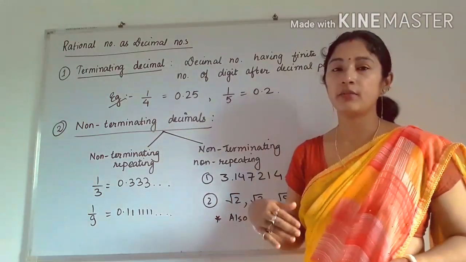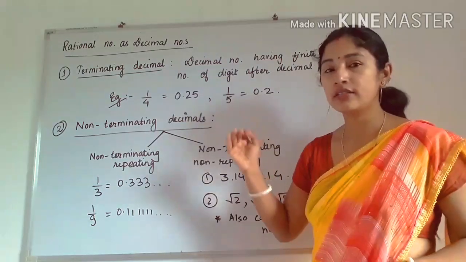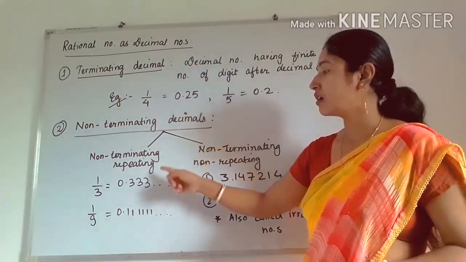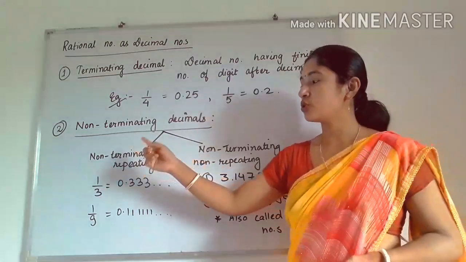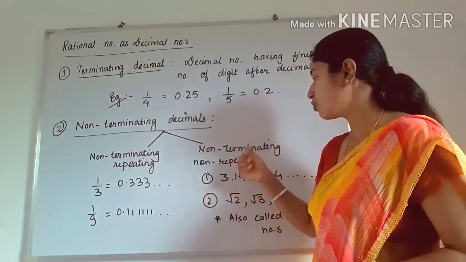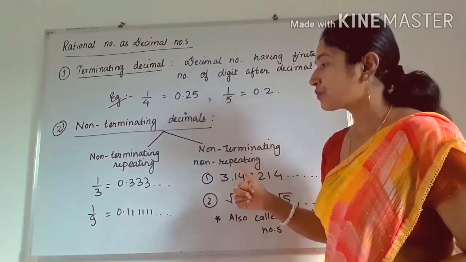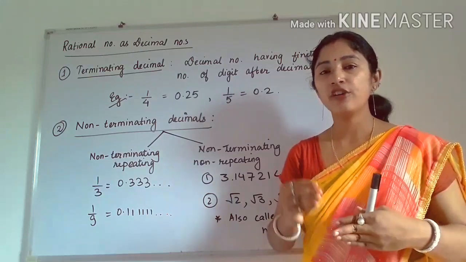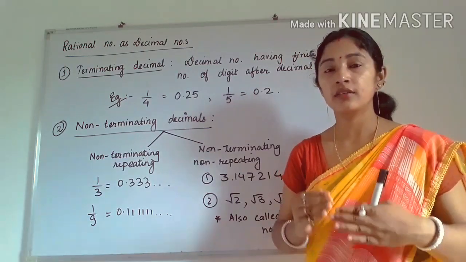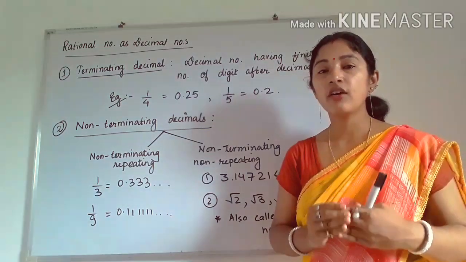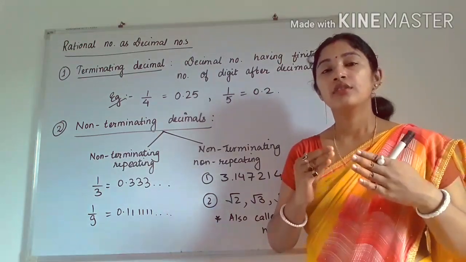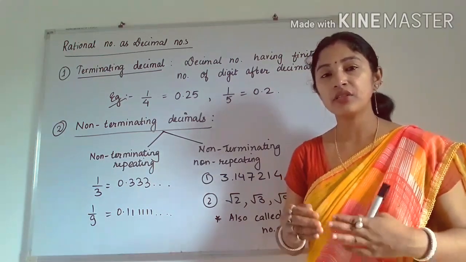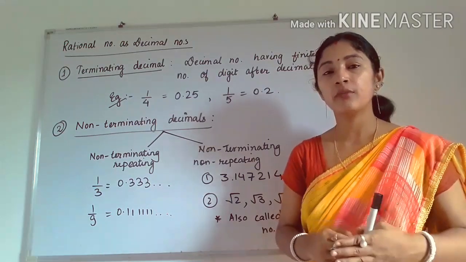Next is non-terminating decimals. The second type of decimal numbers is non-terminating. Non-terminating decimals are again divided into two types. The first one is non-terminating repeating and the second one is non-terminating non-repeating. Terminating means the digits after the decimal point will finish at some point. The meaning of non-terminating is that the digits after the decimal point will go on. It never stops. That means the remainder will never ever come to 0.